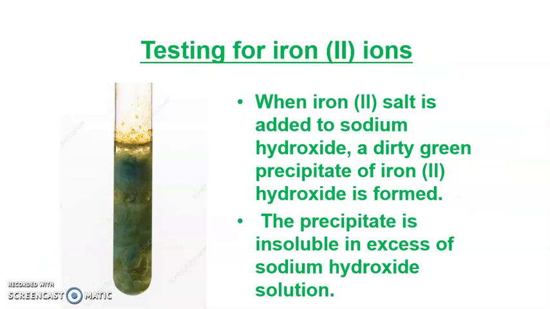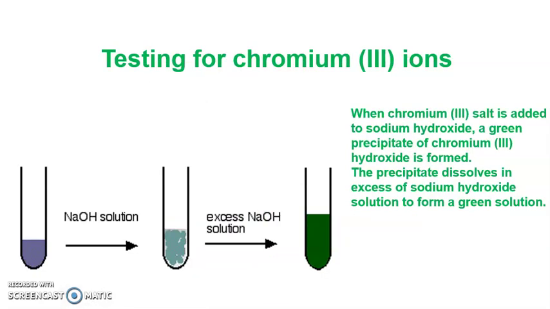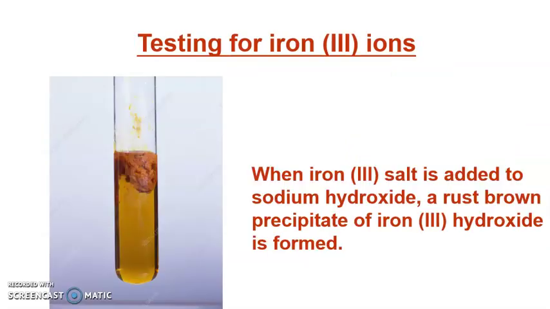Both iron 2 ions and chromium form green precipitate, but in the case of chromium hydroxide, it dissolves in excess sodium hydroxide to give a green solution. In the case of iron 2 ions, the green precipitate does not dissolve in excess sodium hydroxide.